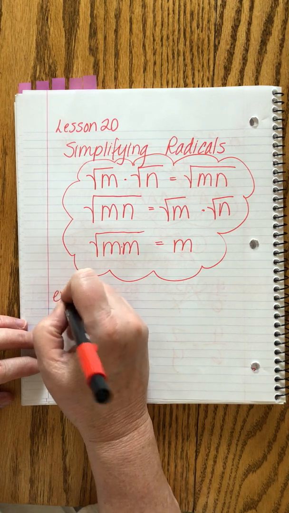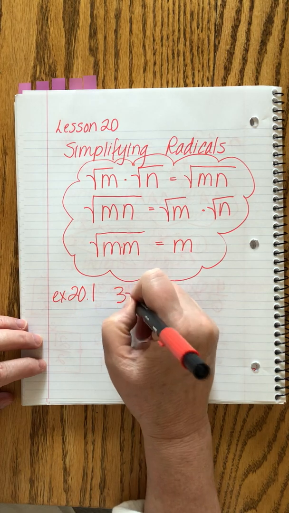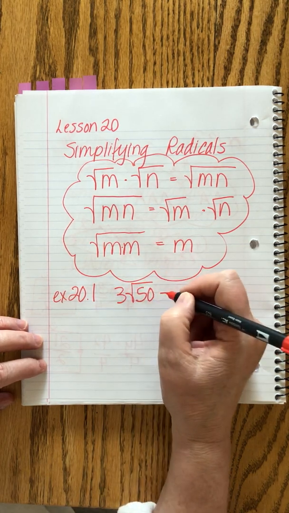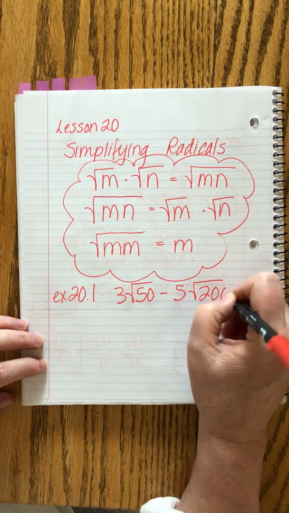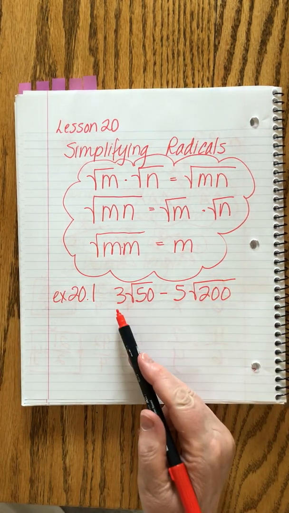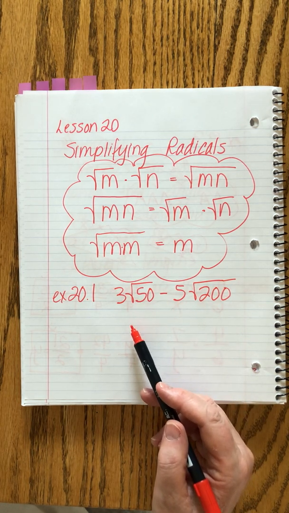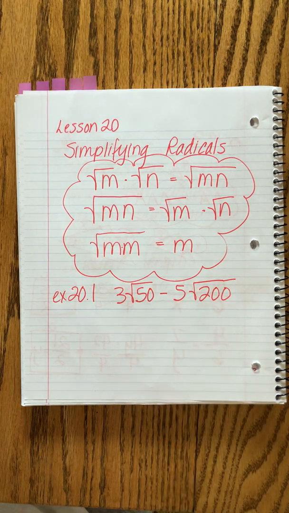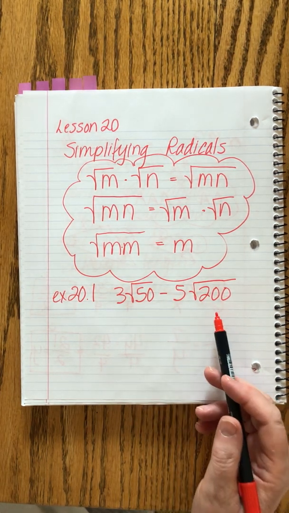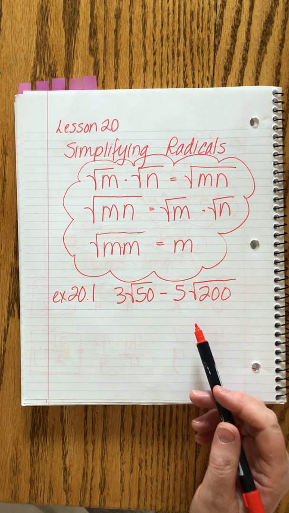Example 20.1. Simplify 3 square root of 50 minus 5 square root of 200. Now, remember that the rule for adding and subtracting radicals is that they have to match before you can add or subtract them. So at first glance, we look at this and go, no, square root of 50 and square root of 200 do not match, so forget about it. We're not going to be able to do anything with this problem.